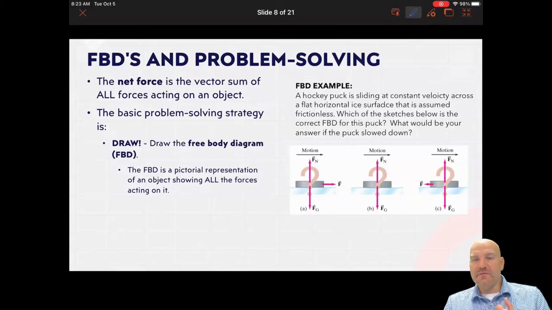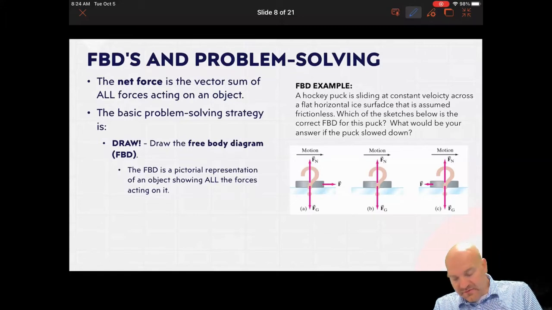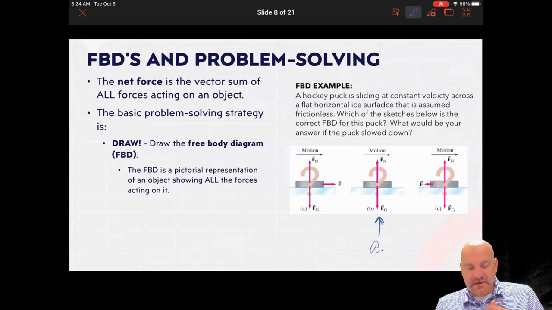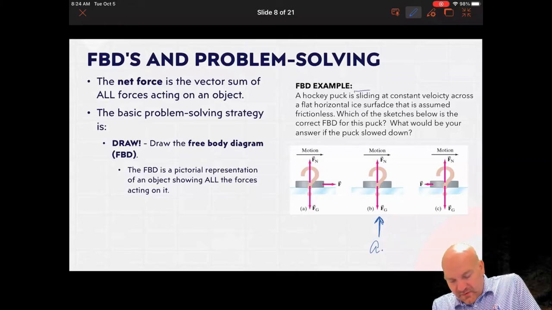So here's just a quick example with a free body diagram. We have this hockey puck sliding at constant velocity. Which sketch below is the correct free body diagram for the puck in this situation? This one is going to be our answer for part A, because if the object is sliding, there's no other force acting on it, right? That just means that there's no push force when we slide.